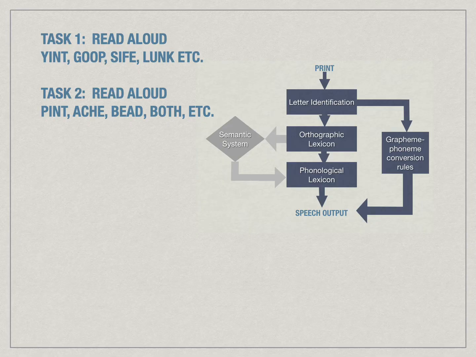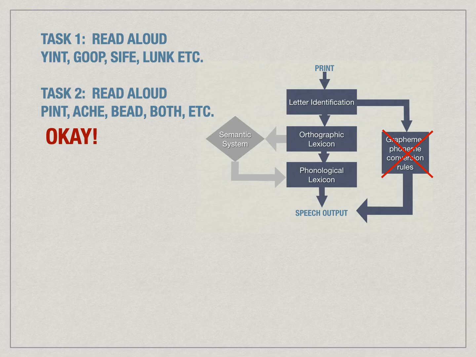Task two would be reading orthographic exception words, which means that you must use this route in order to read them correctly. So look, P-I-N-T is pint, not pint as in mint. A-C-H-E is ache, not atch. This one is really interesting because B-E-A-D is bead, but E-A-D is typically ed, as in head, bread, instead, dread. I hope you're not in a state of dread right now, right? So this is an exception word. B-O-T-H is both, but the regular pronunciation is moth, as in moth, both, sloth, right? So O-T-H is off, but you say oath, both, etc.